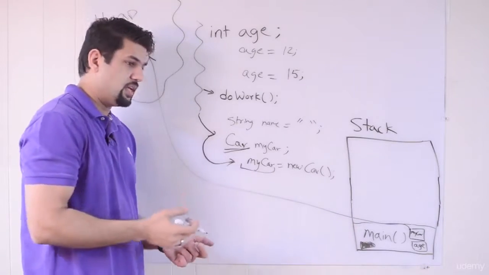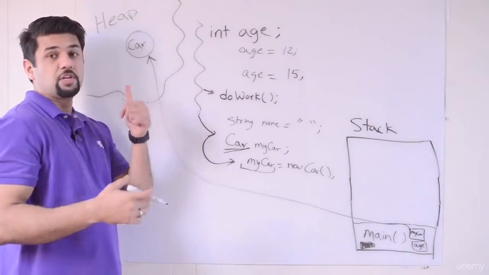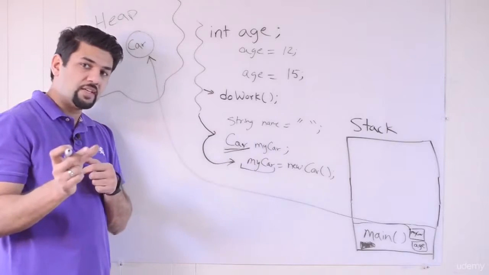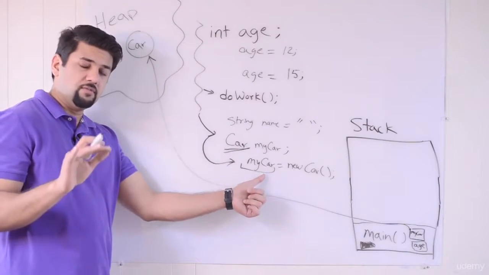So what really gets assigned to this myCar variable is not the actual object. What gets assigned to it is the memory address, all right, on the heap where this Car object resides in memory. That address is the thing that gets assigned to myCar. All right, that's a very important point.